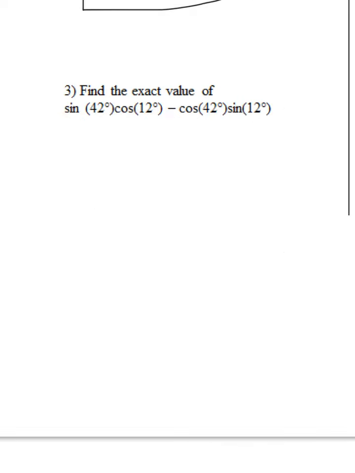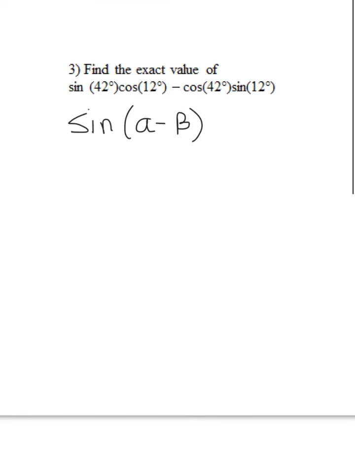Okay, so here we have an example 3. Find the exact value of sine of 42 degrees cosine 12 minus cosine 42 degrees sine 12. So which formula does this look like? Go ahead and look at your formula chart and write down the formula you think this most closely resembles. Okay, it looks like sine of alpha minus beta.